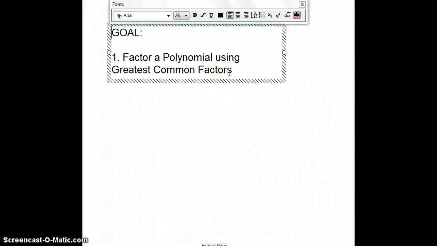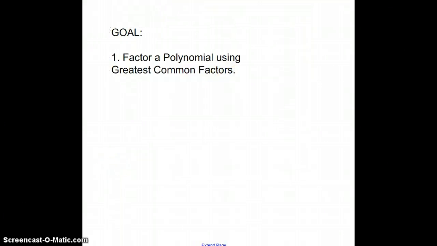Hey boys and girls, Mr. D here. In this video, we're going to be taking a look at how to factor a polynomial by using its greatest common factor. Okay, so we'll take a look at a few examples, and then we'll do some more practice when you get back in class.